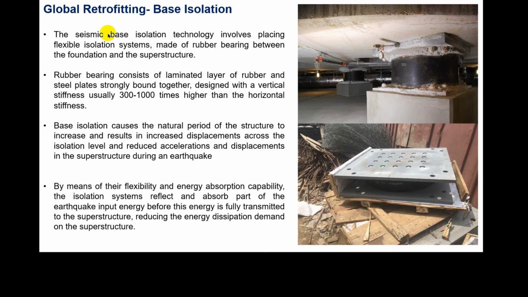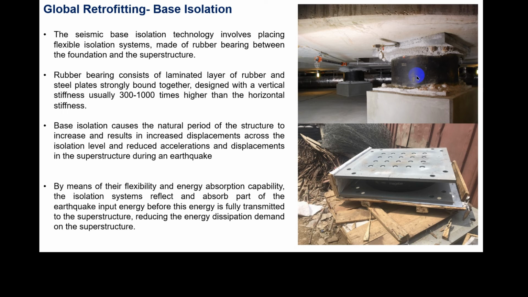Finally, another global retrofitting technique is base isolation, in which the base isolation technology places a flexible isolation system made of rubber bearings between the foundation and the superstructure, so that the response of the superstructure can be reduced, and the drift demand of the structure is reduced in a significant way. So this rubber bearing consists of laminated layers. We see here, this black color is rubber.